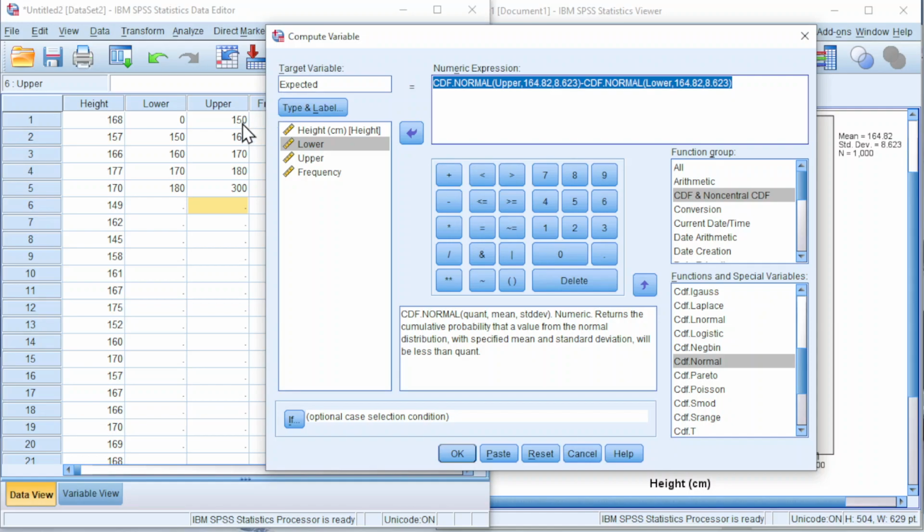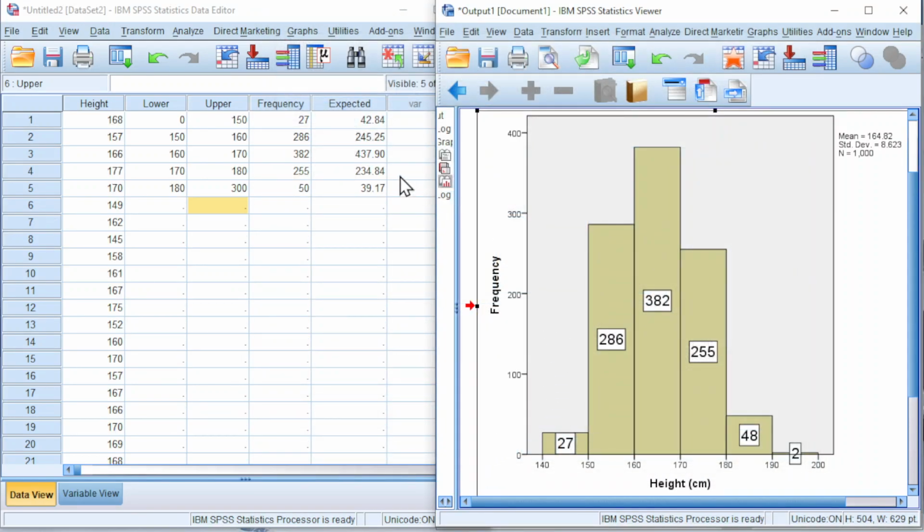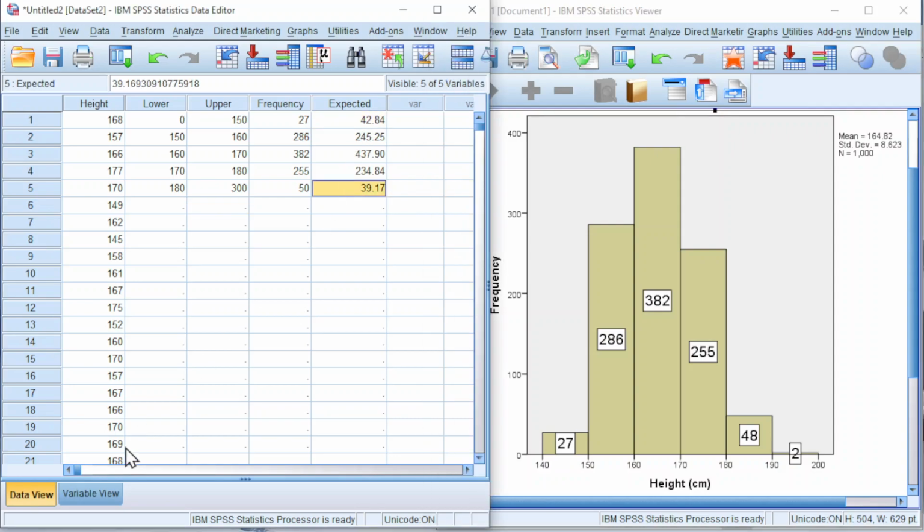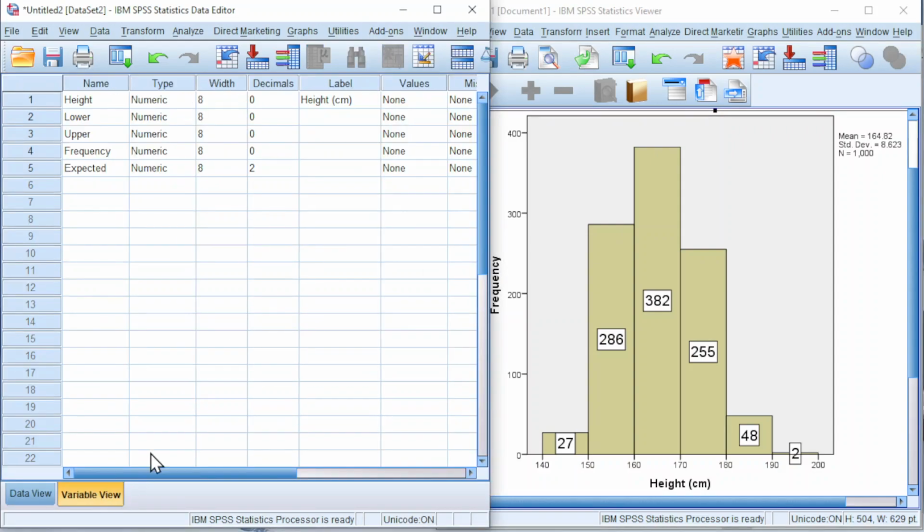However, what we need here is to obtain the expected value, which means that we should multiply by the total, which is 1000. Press the asterisk to multiply. Remember to add brackets. Click on OK and we should obtain the expected value. Go to variable view and take as many decimals as possible so that the result is accurate.